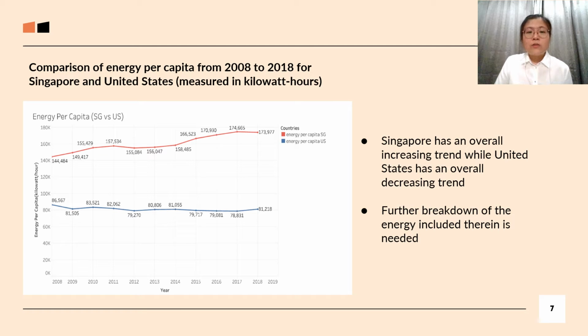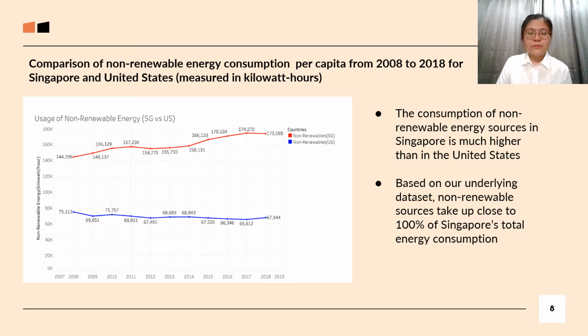Taking a look at the general trend of energy consumption per capita for both countries, Singapore has an overall increasing trend, while United States has an overall decreasing trend. This could mean that the average Singaporean is using more energy, but further breakdown on the nature of energy included therein is needed for more useful analysis.